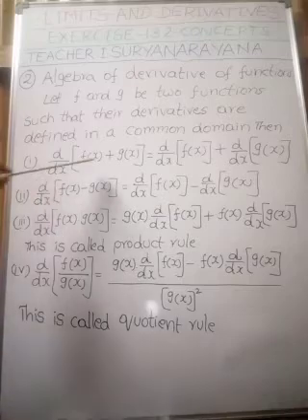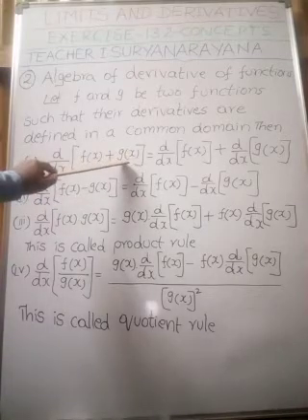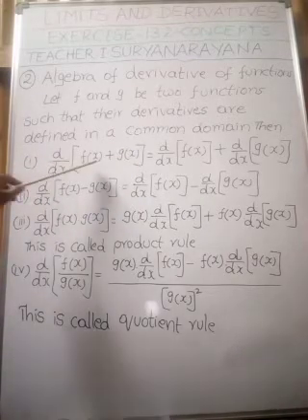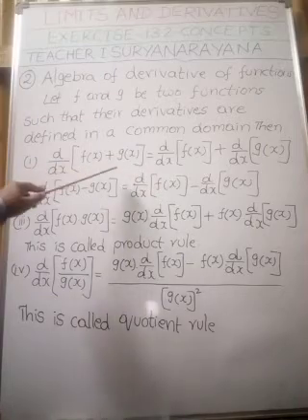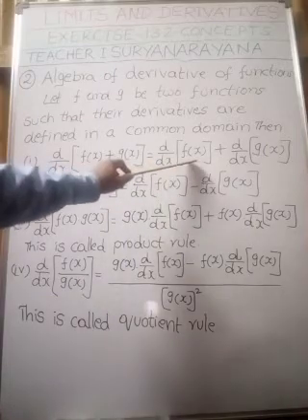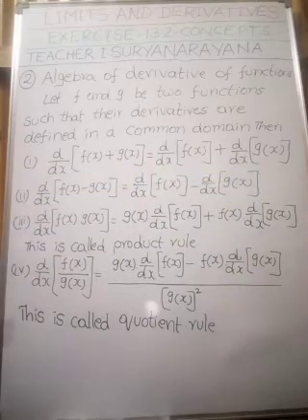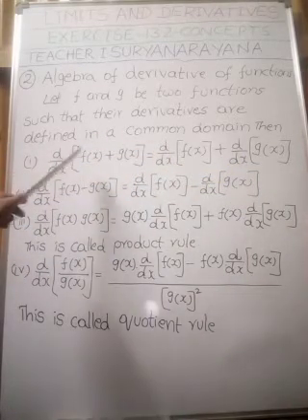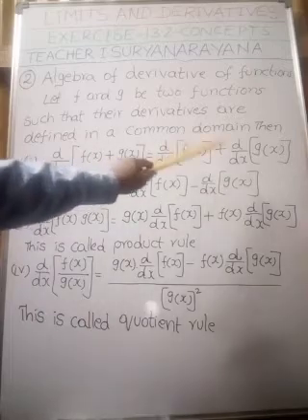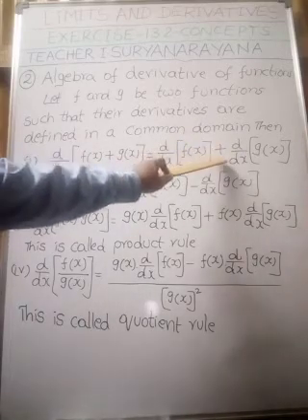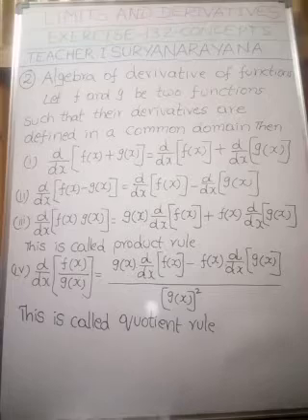D by dx of f of x plus g of x means if you want to find the sum of two functions, then we have to find d by dx of f of x plus d by dx of g of x. It means we can find the derivatives of these two functions separately and we can add them. Understood this point, my children?